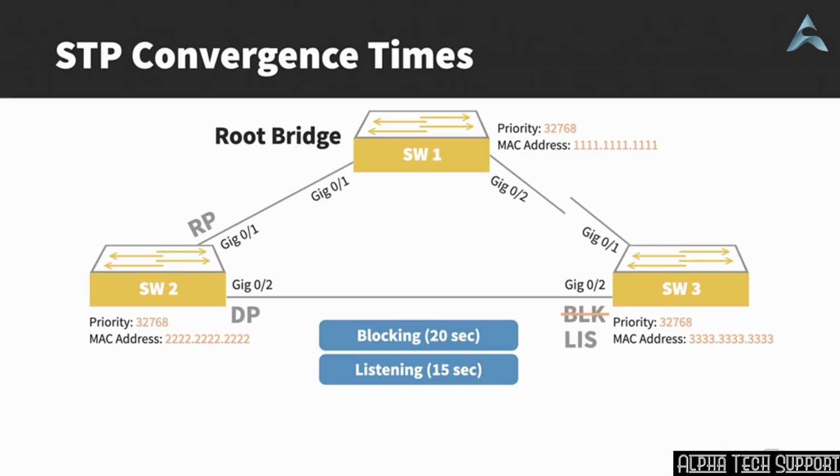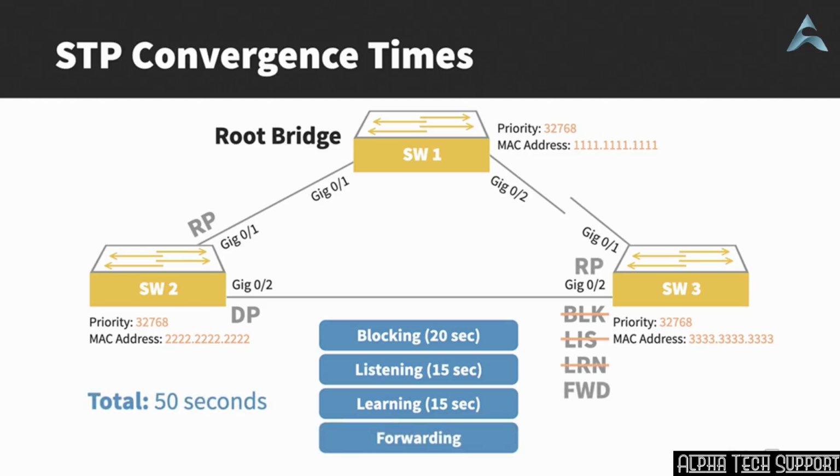After 15 seconds, it then goes into the learning state. And when it's learning, it's populating its MAC address table. A MAC address available off of gig 0/1 before might now be available off of gig 0/2. And it's going to remain in that learning state for 15 seconds, after which it will finally transition to the forwarding state, and gig 0/2 will become the root port of SW3, and it can send traffic to the root via SW2. But grand total, that took 50 seconds to transition from blocking to forwarding.